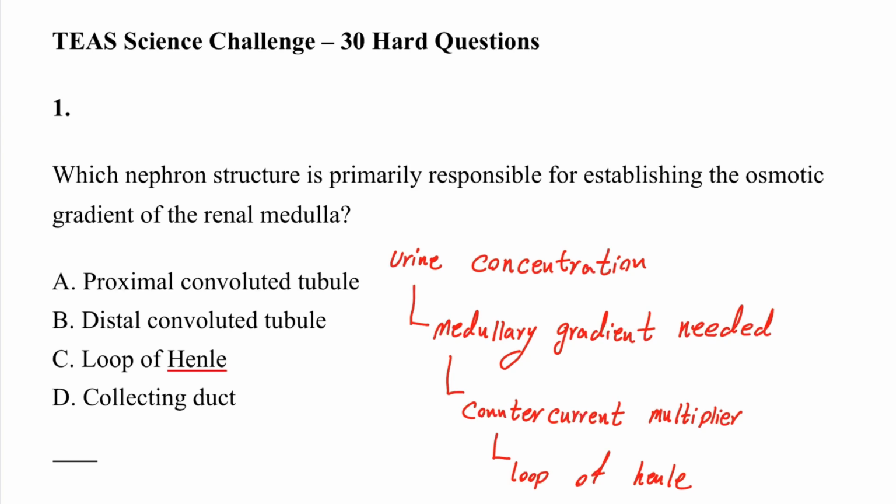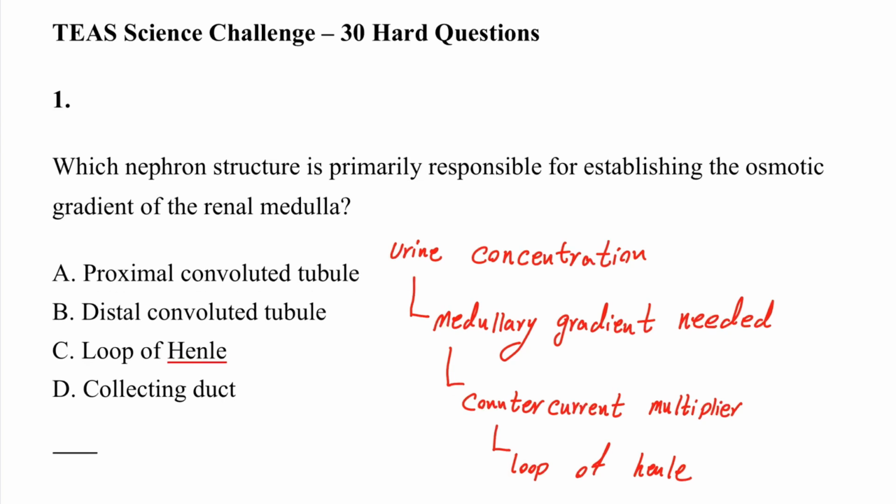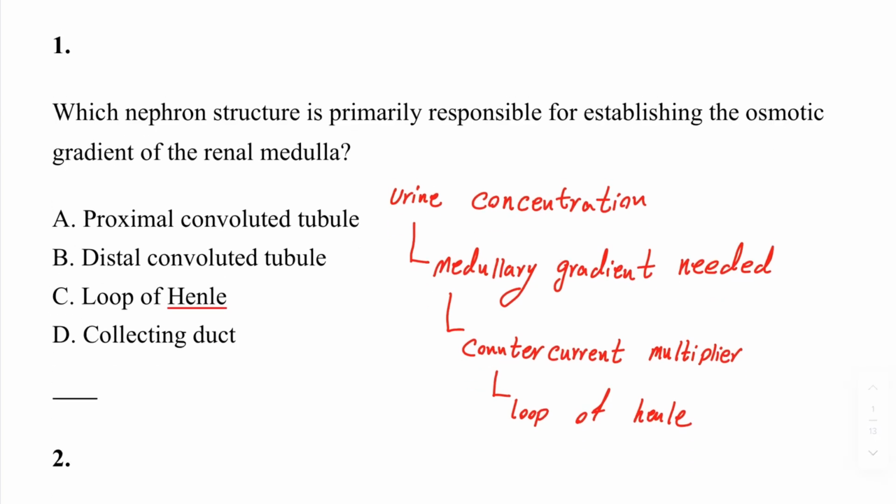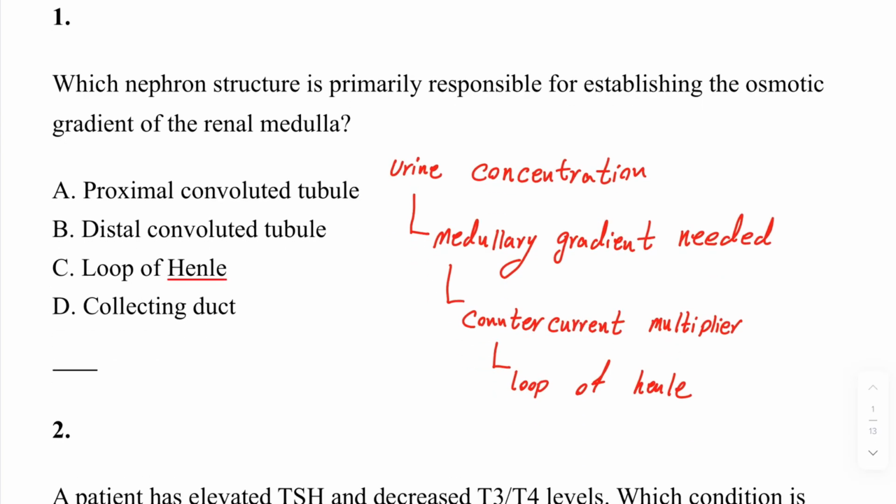Let's get started. 1. Which nephron structure is primarily responsible for establishing the osmotic gradients of the renal medulla? A. Proximal convoluted tubule, B. Distal convoluted tubule, C. Loop of Henle, D. Collecting duct.